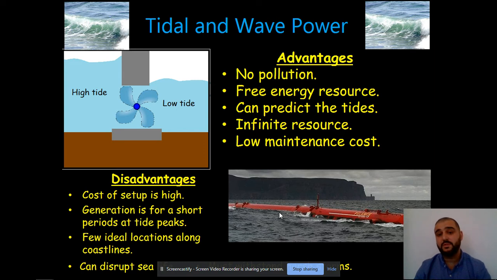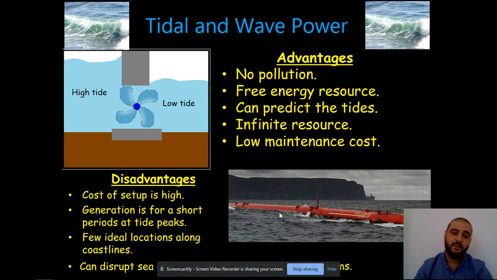It's a free energy resource. You can predict the tides, therefore you can predict the energy output. It's an infinite resource. Low maintenance cost. Disadvantages, as with most renewable sources of energy, the cost of setup is very high. So very similar to the building of the dams.